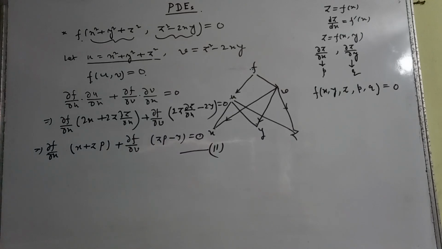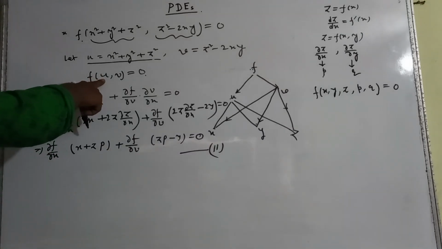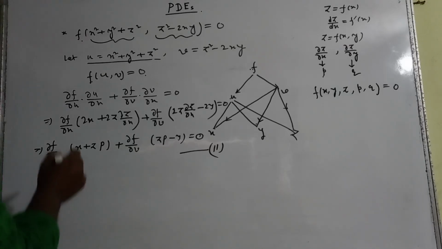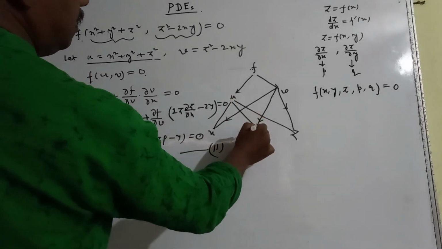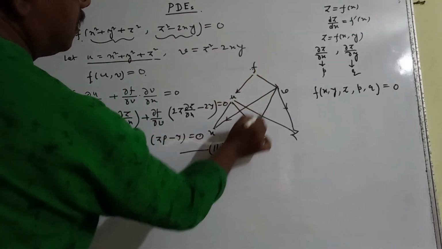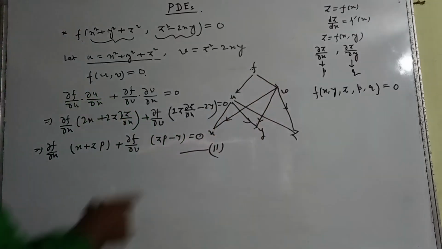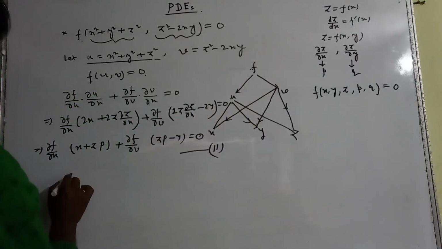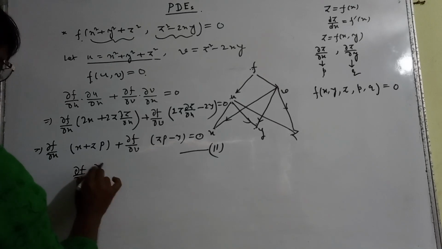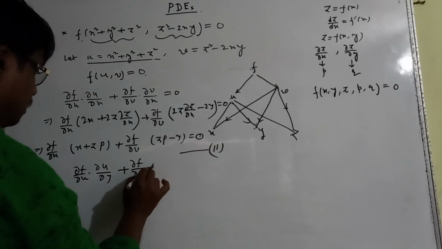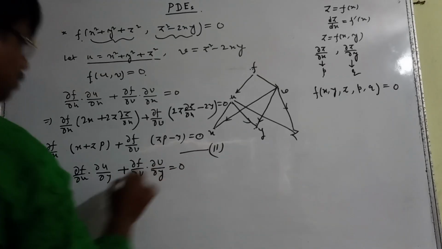Again, we have to differentiate this with respect to y. With respect to y, it means del f del u del u del y plus del f del v del v del y equal to 0.